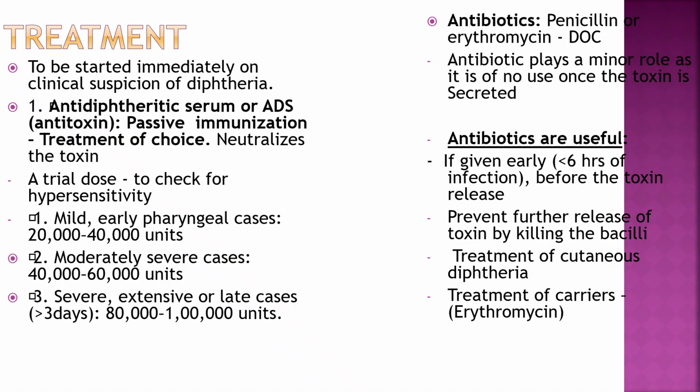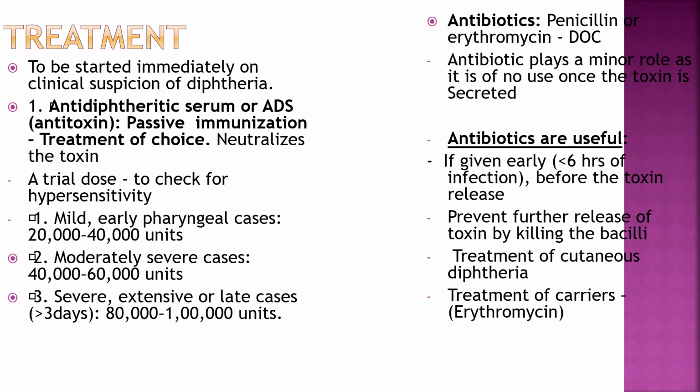A trial dose is given to check for hypersensitivity reaction, and then in mild infection, that is early pharyngeal cases, it is 20,000 to 40,000 units, in moderate to severe cases it is 40,000 to 60,000 units, and in severe extensive and late cases, that is more than 3 days, 80,000 to 1 lakh units are given.